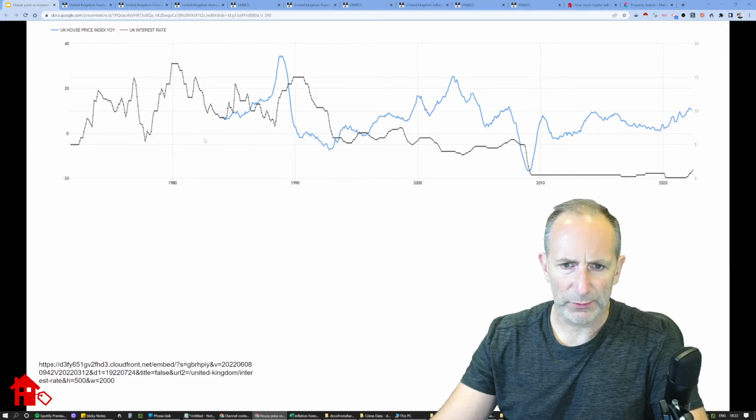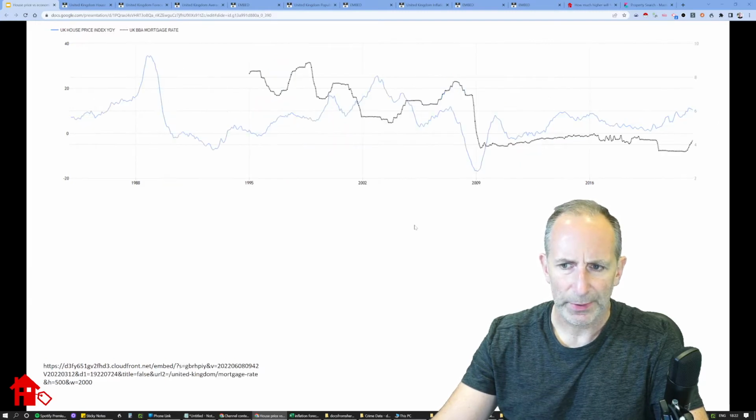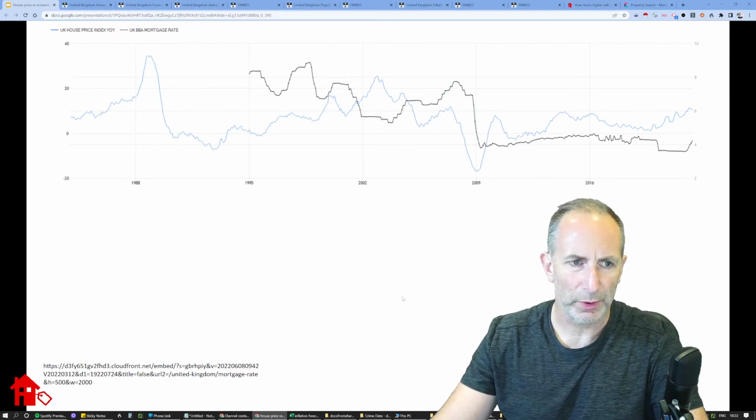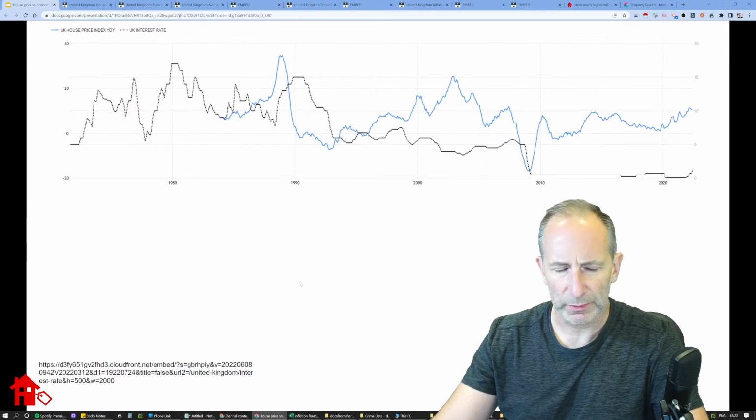And here we have just base interest rates and the same kind of correlations going on. The lower the interest rates, the more price increases we see. But in many ways, this is a more useful indicator because this is actually what people borrow, as far as I know. I think that's what BBA stands for or indicates. And here we have the base rate, obviously.